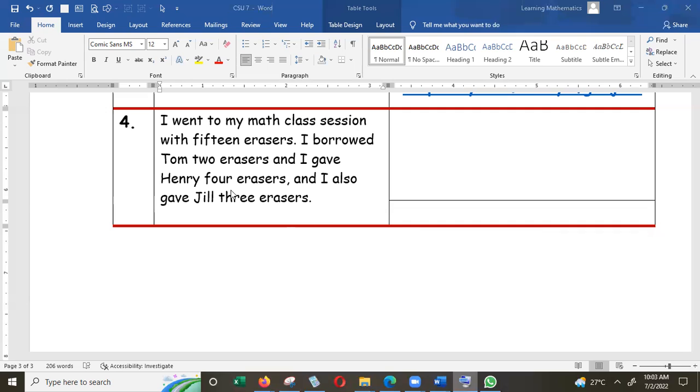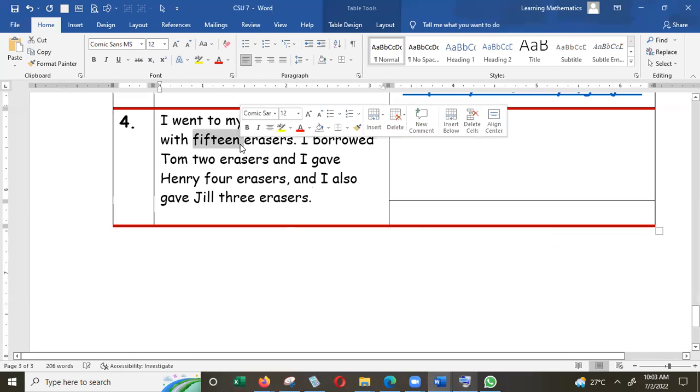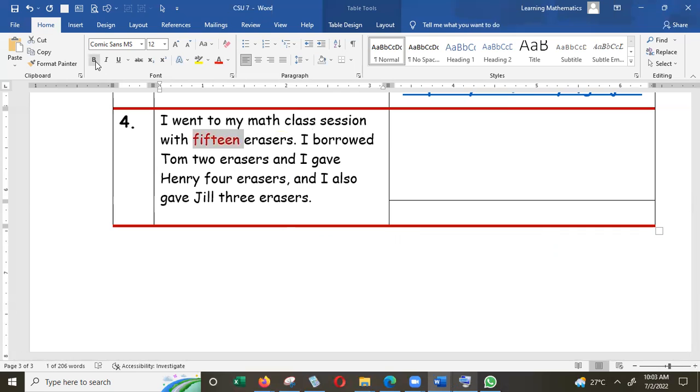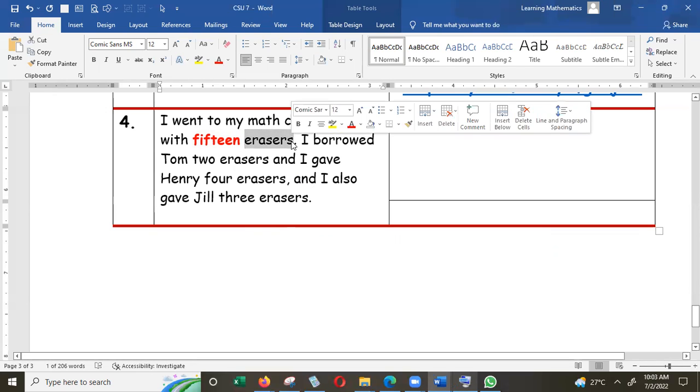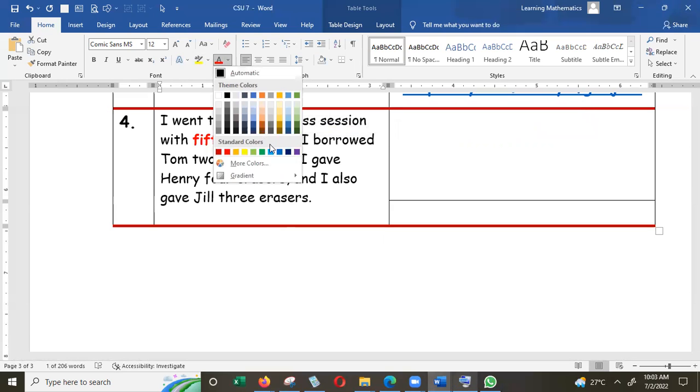Okay, now in this little paragraph, there are some keywords that signify quantification. And so let's highlight them so that we can facilitate their translation. I went to my math class with 15. So 15 has its symbolic translation. Now erasers, although the S signifies plurality, eraser in itself is a noun, okay, and it does not really have a mathematical translation, but it is going to play a key role there.